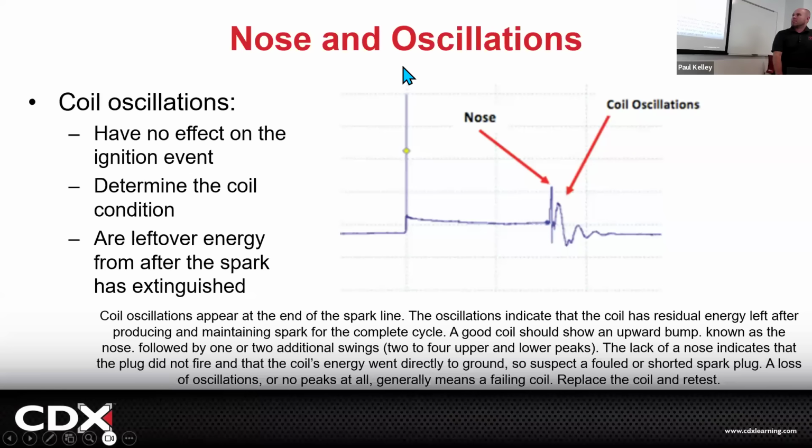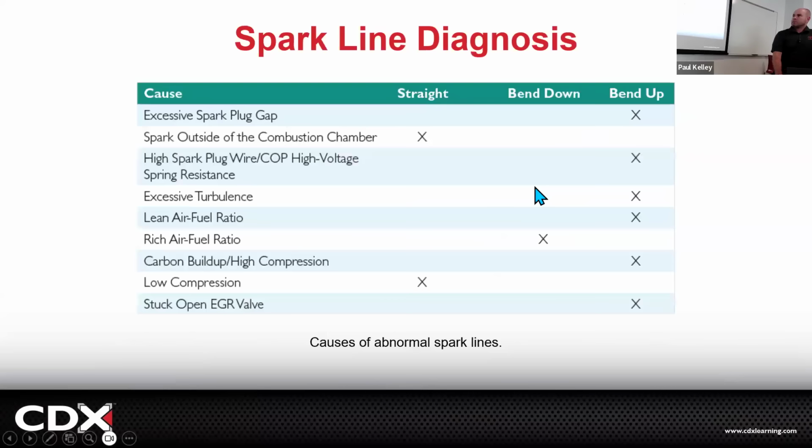An excessive spark plug gap, the firing line would be high, and then this would be kind of going upward, maybe spark plug gap. If there's spark outside the combustion chamber, it will be totally straight because it's not varying in cylinder pressure or resistance. It's just arc right to ground.